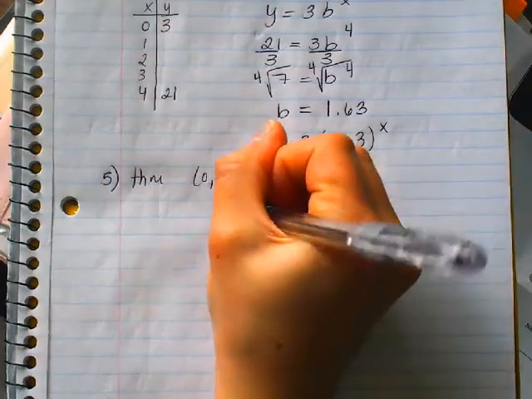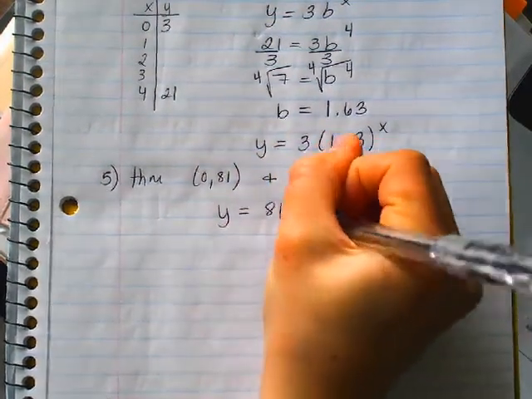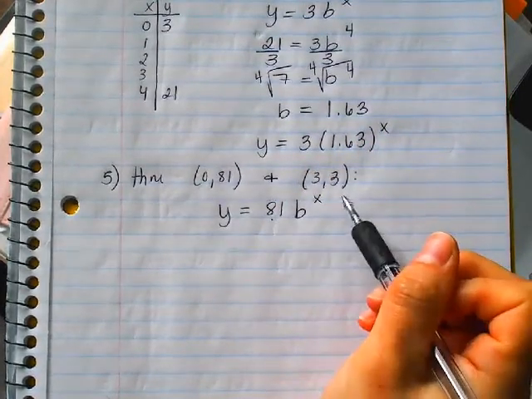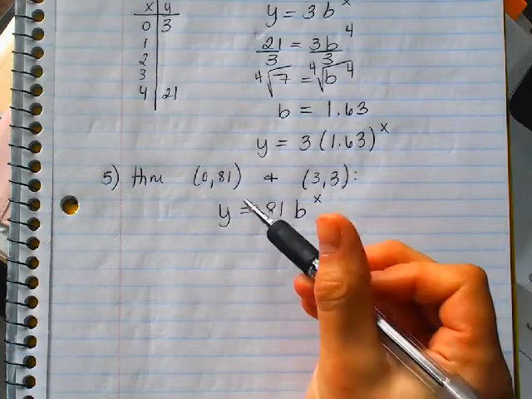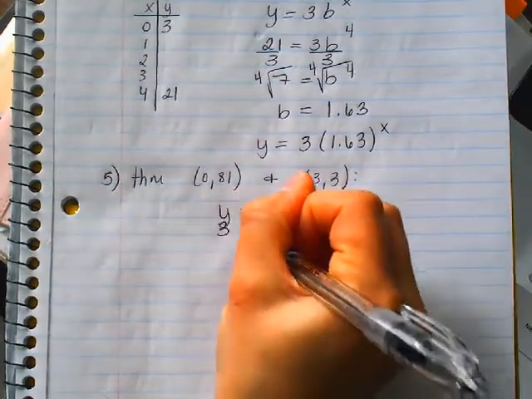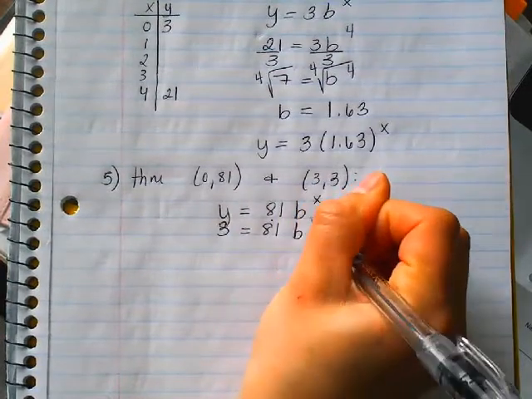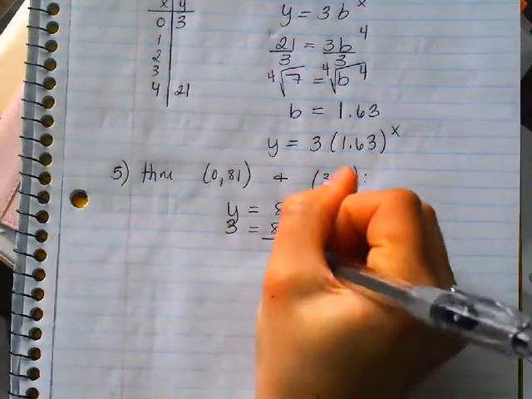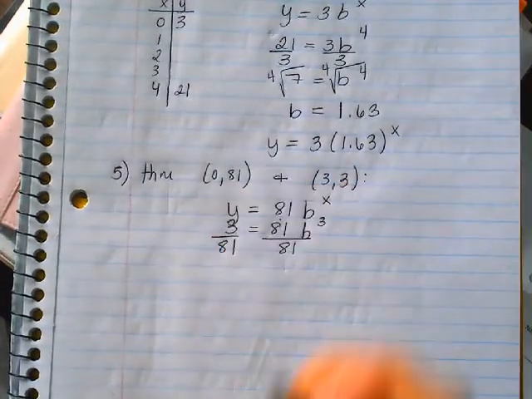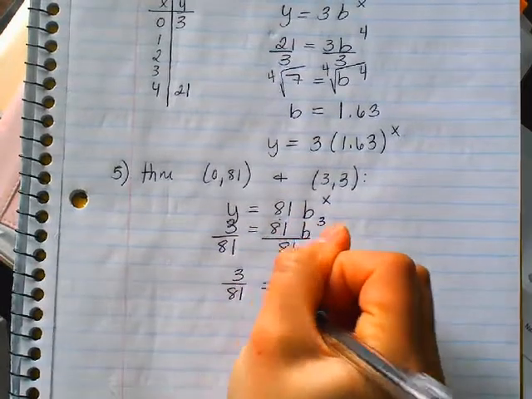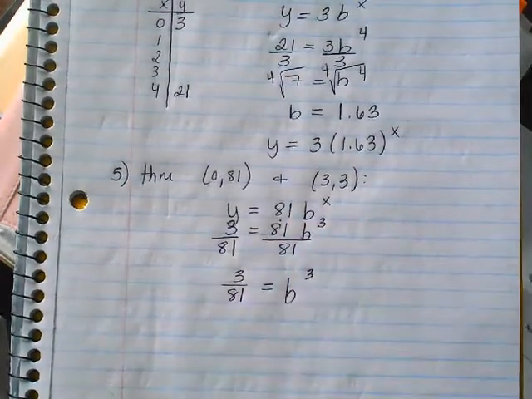So I know that my equation is going to be y equals 81 times b to the x. They give us the initial value here. And then I'm going to use my second point to plug in my values and solve for b. So y is 3 and x is 3. Okay, I'm going to divide both sides by 81 here. Okay, that's going to give me 3 over 81. I'm not going to round. You're going to see why in a second.